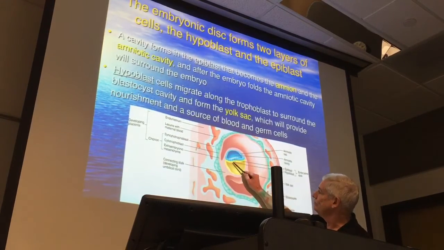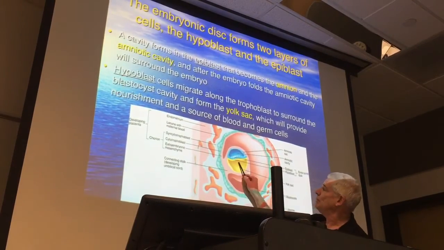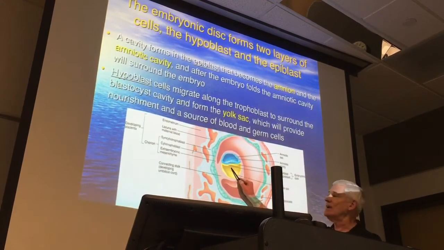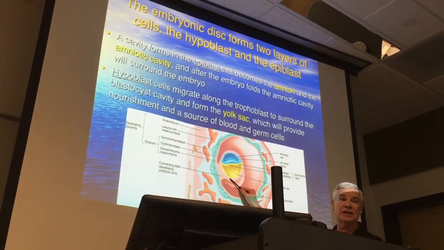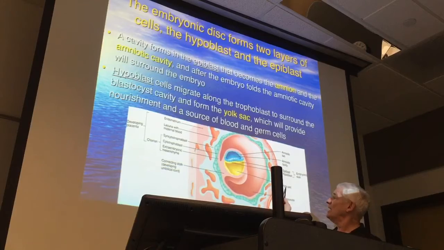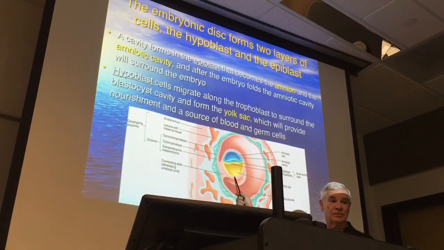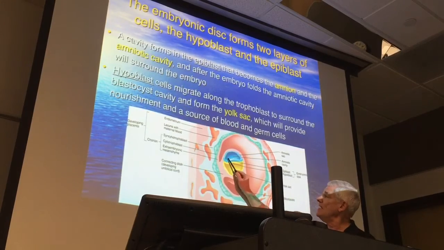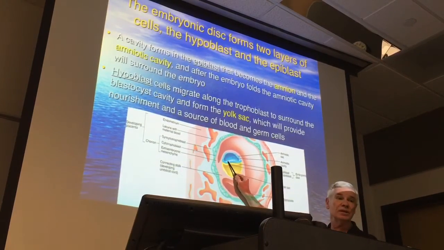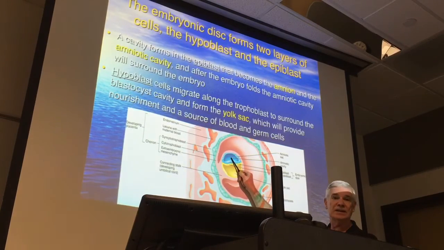Okay? The other cell layer is called the hypoblast. Some of these cells are gonna migrate around the blastocele cavity and form the yolk sac. The yolk sac is extra embryonic also, not part of the embryo. Only the epiblast right there is gonna form the embryo. But we now have an amniotic cavity.